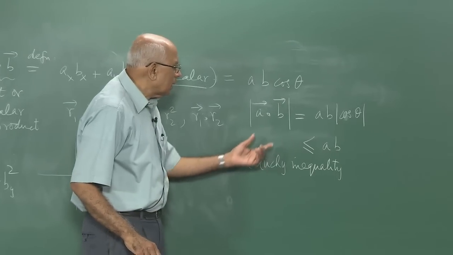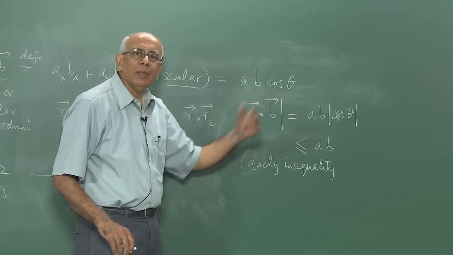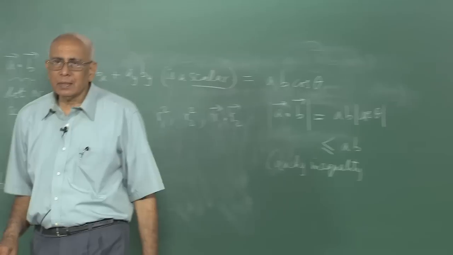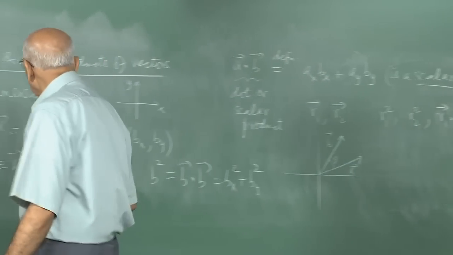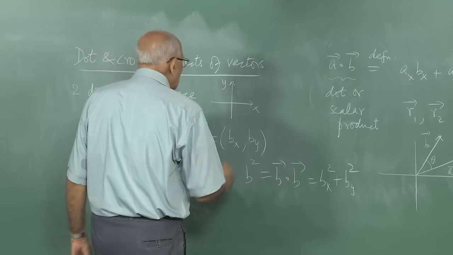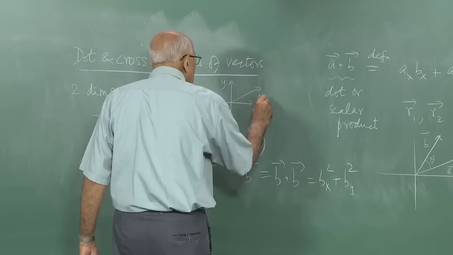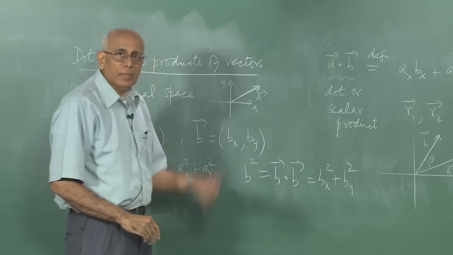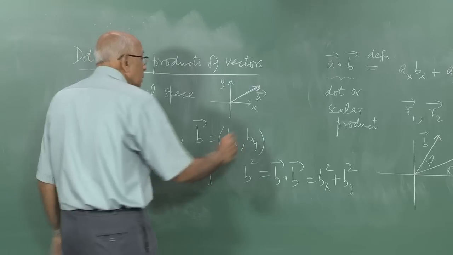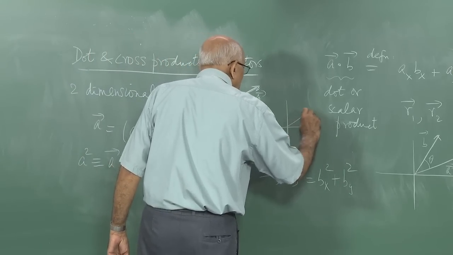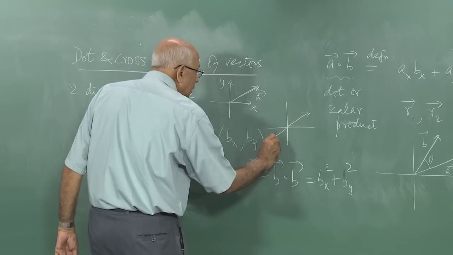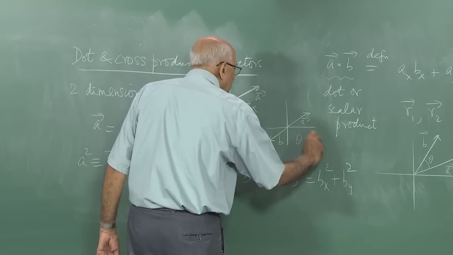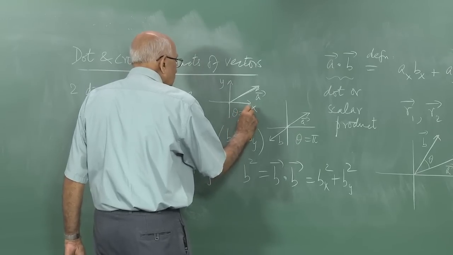Now the simple question is, when does it become equal to AB? When does this become equal to AB? Obviously when the magnitude of cos theta is equal to 1. And when does that happen? It happens either when A is out here and B is out there in the same direction, so theta is 0, or when A is in this direction and B is in this direction. This would correspond to theta equal to pi, and this would correspond to theta equal to 0.